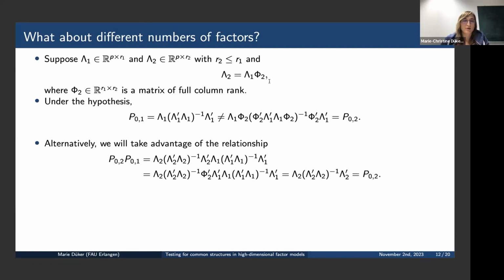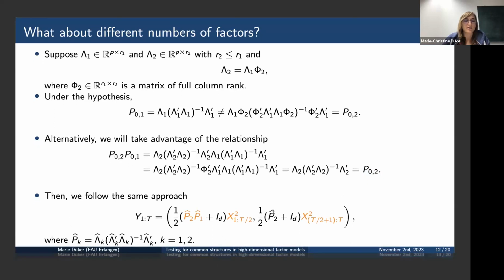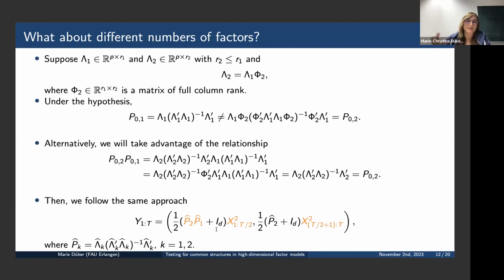So we looked into some alternatives to still adapt our procedure. And it turned out that it's possible by using a different type of relationship. This relationship is that the product of the two projection matrices P2 and P1 is equal to the projection matrix P2. And this can then lead to a different type of transformation, but the idea is still kind of the same. So we are transforming our data pre and post break, and this break is artificially created by this transformation. And we use again the PCA estimates for those projection matrices.